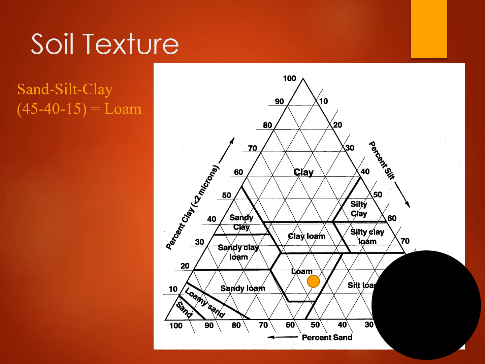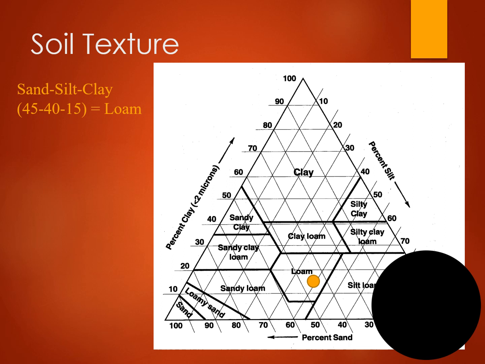We have a 45, 40, 15. So 45% sand. If 0 is over here, we've got 40 here, 50 here. That means 45 is right here in the middle. If you look, these bars are angled this way, so that's the way that we follow this up. Okay, so 45 goes up here. Then let's look at 40% silt. So here's 40% silt and it angles down this way. So it's going to come down through here.